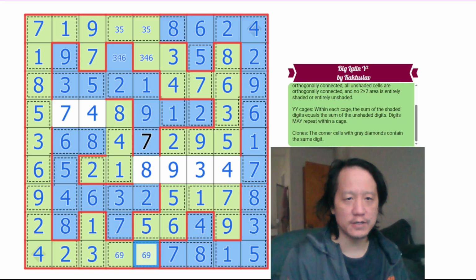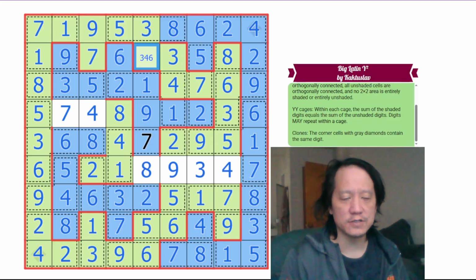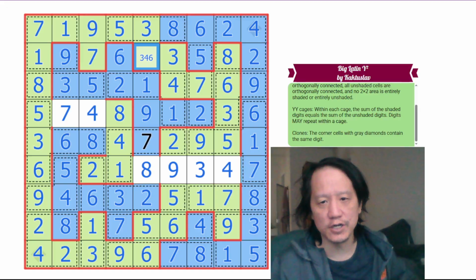9 eliminates 9 here, so it's 6 and 9. 5 eliminates 5 here, so it's 3 and 5. We know this is 6 and this is 4. Now we want to do the shading.